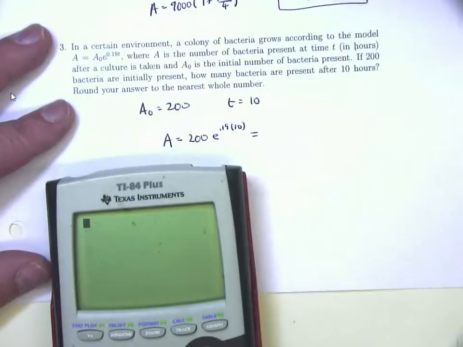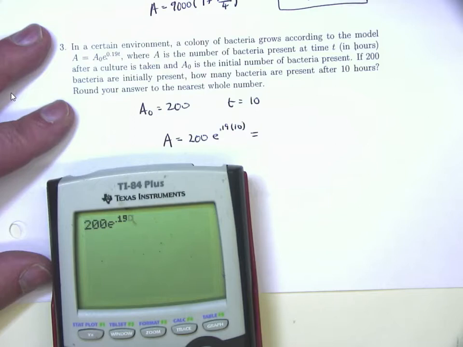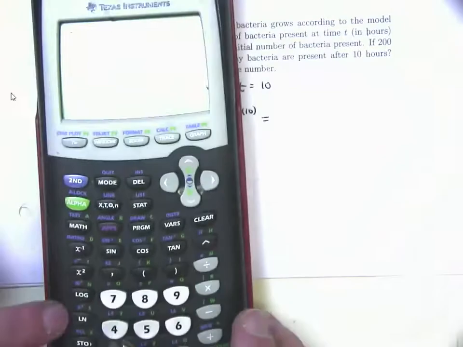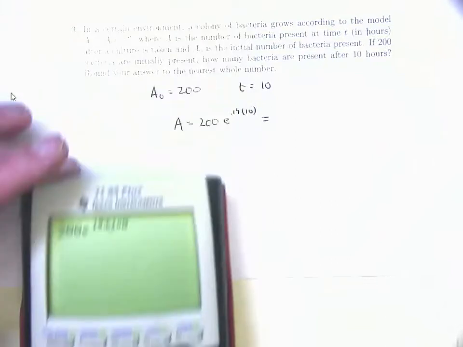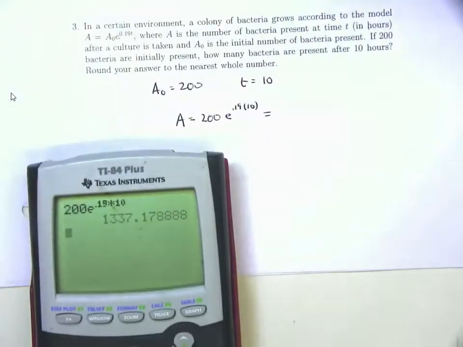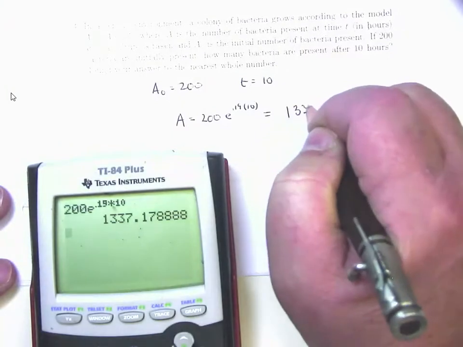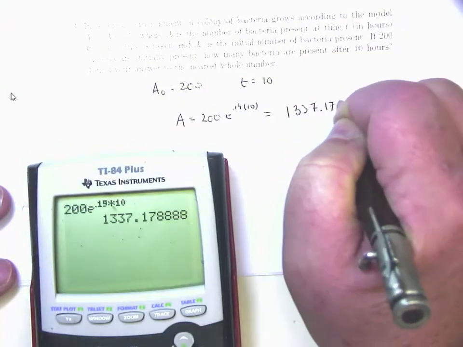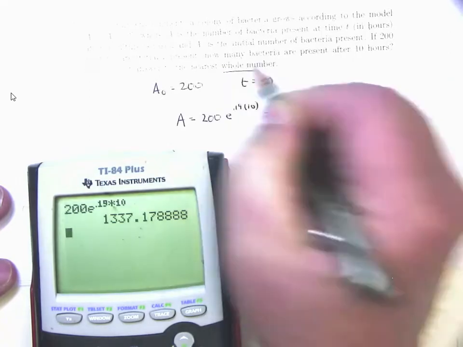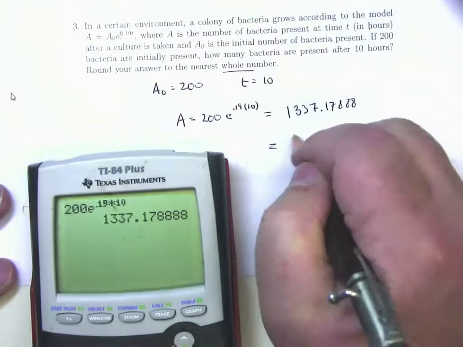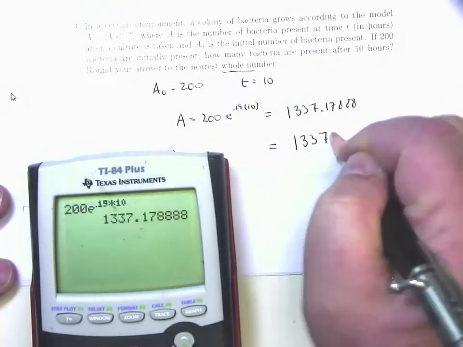So this is 200 times e raised to the 0.19 times 10. Notice I hit the e button on the calculator. E is right above the LN button, located right there. I kind of showed you that before. And so when I plug that in, how many do I get? I got 1,371.7888. They said to the nearest whole number. What would your nearest whole number be? 1,372 bacteria.